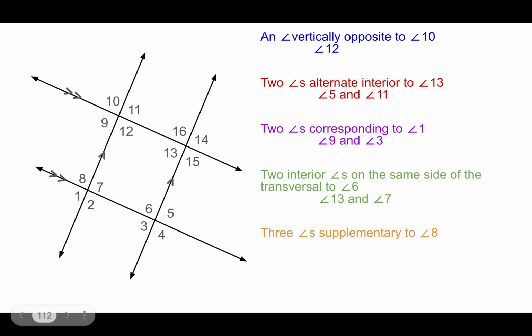Now we're going to find three angles supplementary to angle 8. So there's angle 8. So angle 1, that would make a straight angle or 180 degrees. Angle 7, again this way, 180 degrees. But also angle 5, because we know that angle 7 and angle 5 are equivalent because they're corresponding angles.